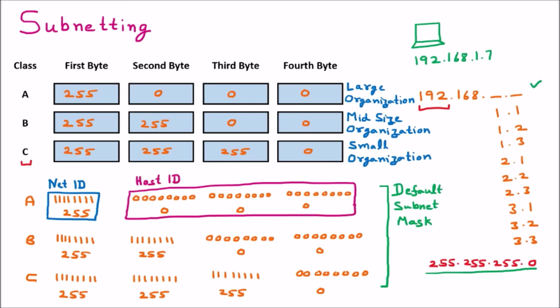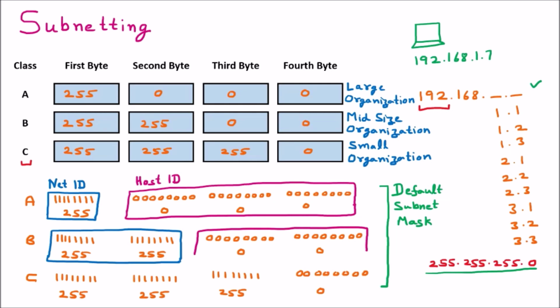Similarly, if we talk about the class B, then the first 2 bytes are the net ID, meaning that is for the network purpose. And talking about the remaining 2 bytes, that is for the host ID. So in the class B, the first 2 bytes are for net ID and the next 2 bytes are for the host ID.